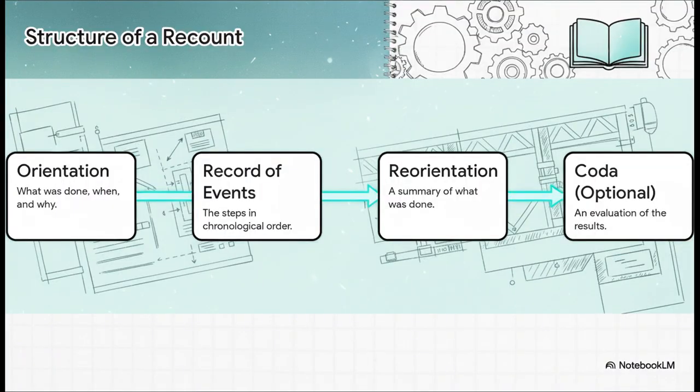And the structure is incredibly logical. You kick things off with an orientation. That's where you tell your reader what was done, when, and why. Then you walk them through the record of events, step by step. You can wrap it up with a quick reorientation to summarize, and sometimes you'll add a coda at the end to evaluate the results. Simple, right?